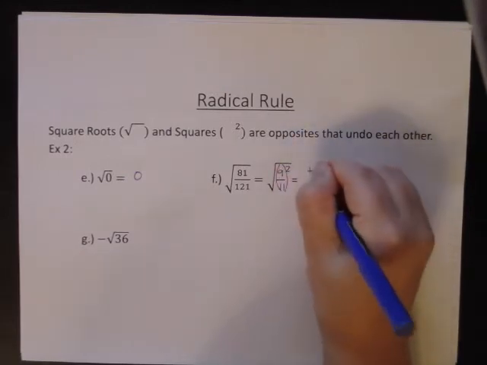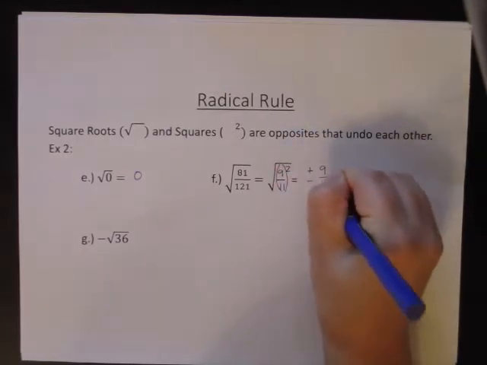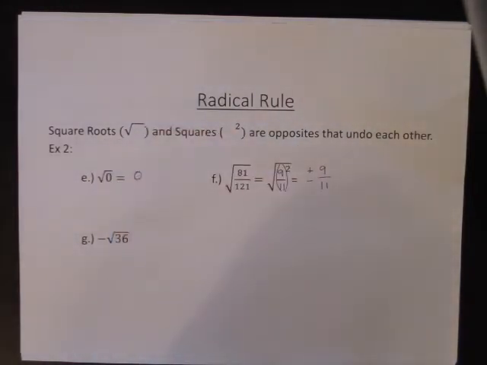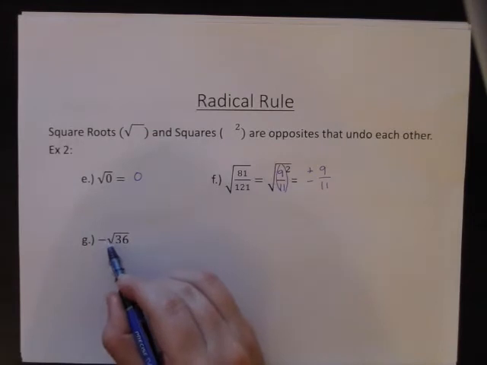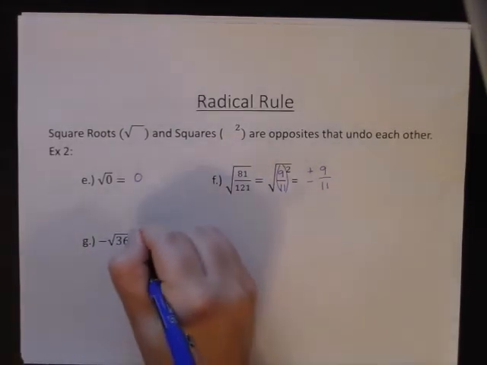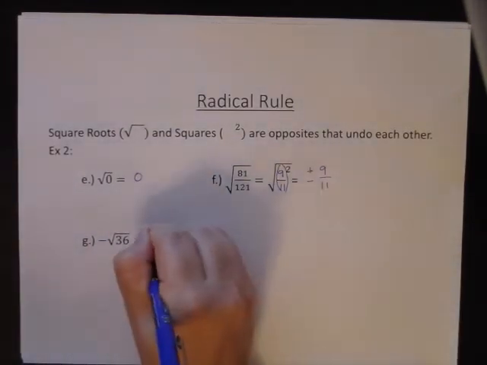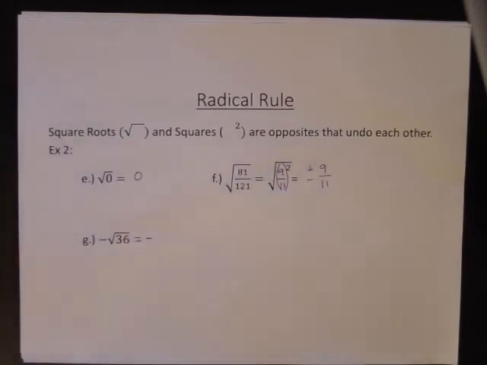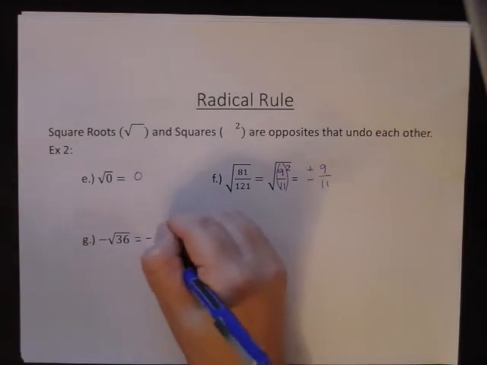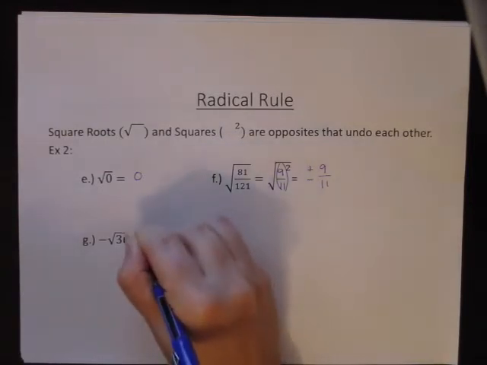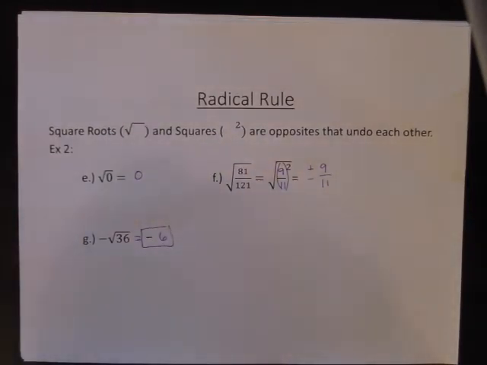So this would be plus or minus 9 over 11 because squares and square roots are opposites that undo each other. Now, this next one, I've got minus the square root of 36. So what they're actually asking for is the negative answer. So this time I'm not going to put plus or minus, I'm just going to put the minus, and the square root of 36 is 6, so that's going to be my final answer of negative 6.